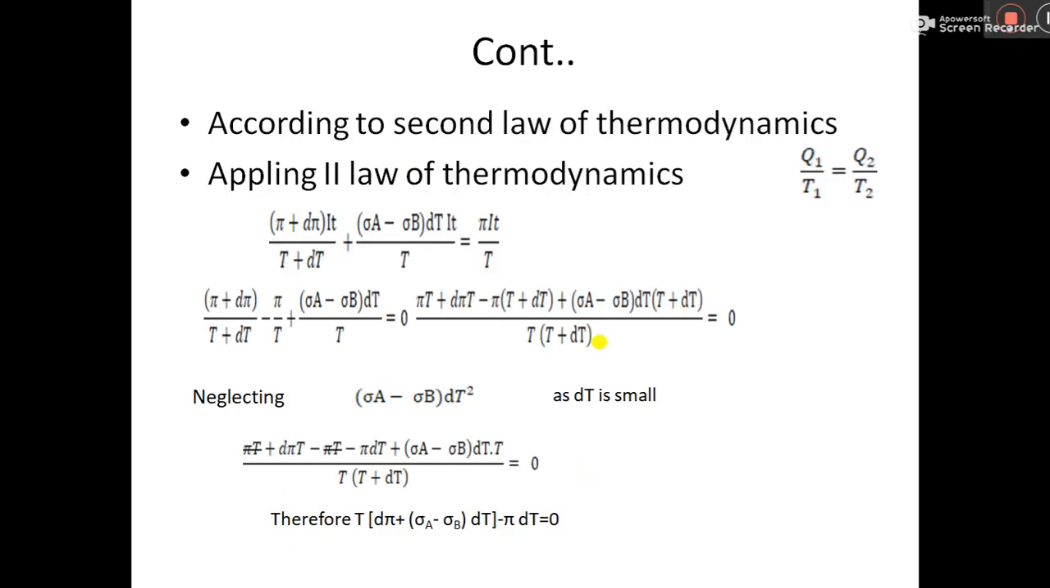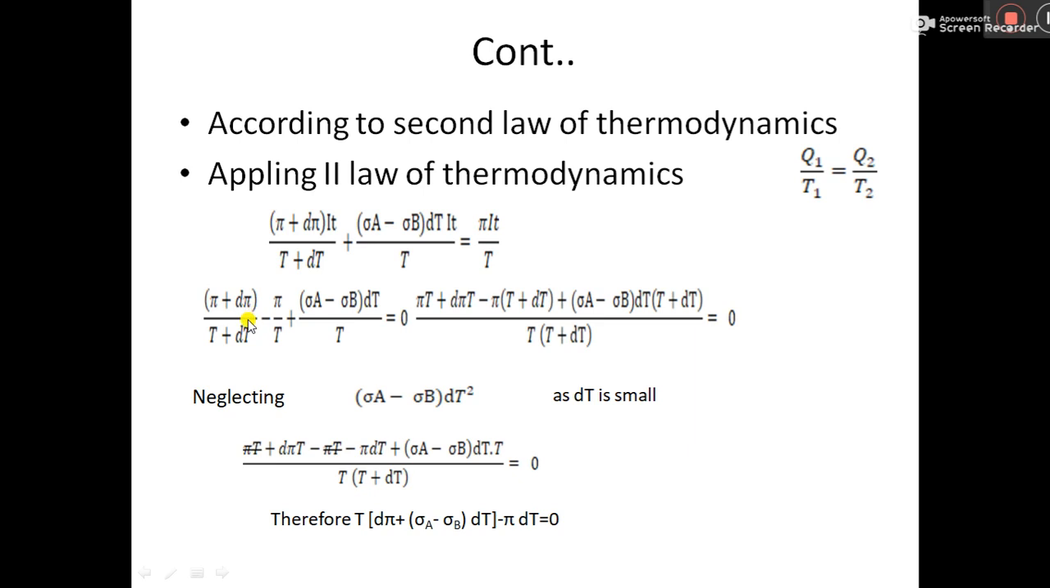Then, applying the second law of thermodynamics, Q1 by T1 is equals to Q2 by T2. So total heat absorbed is equals to total heat liberated in the system. So it is given by pi plus d pi I into T by T plus dt plus sigma A minus sigma B dt I T by T, which is equals to total heat liberated in the system, pi I T by T.